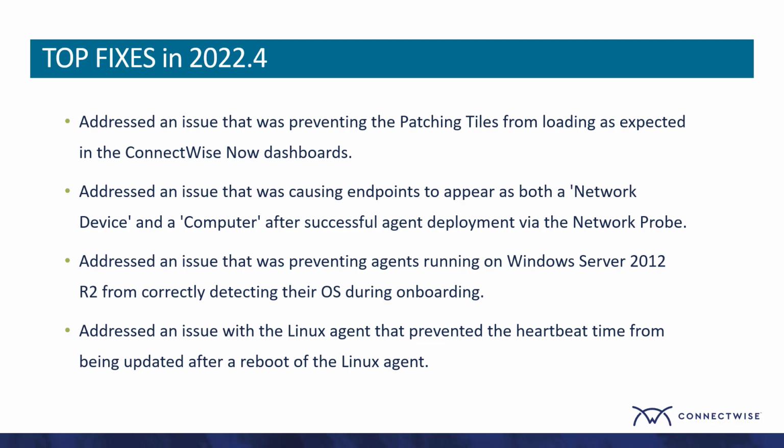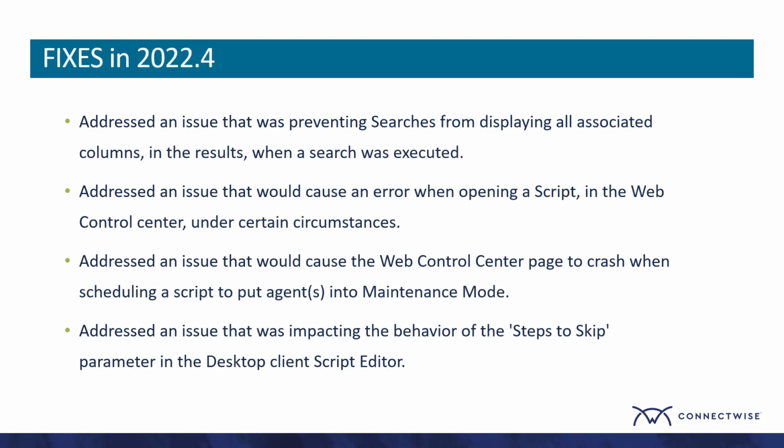One is a network probe issue, where the device would still show as a network device after the probe had deployed the agent to it. This has been addressed. Another issue was related to the heartbeat time on a Linux agent, which has been fixed. Continuing on fixes, we had an issue with searches when the searches contained multiple columns in the result. All columns would not display properly in the result, and that's been fixed.